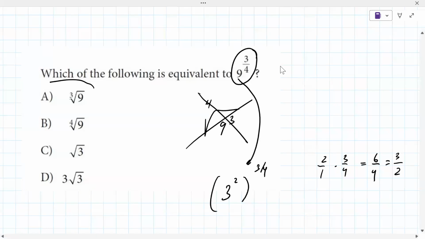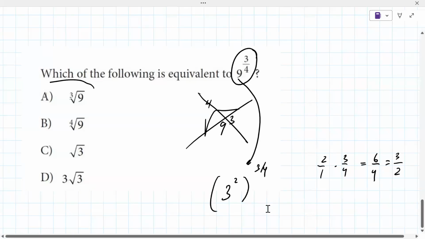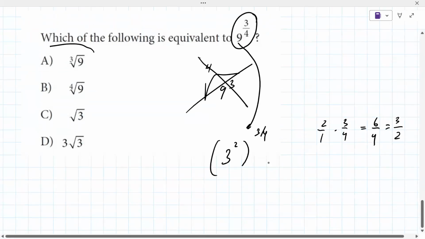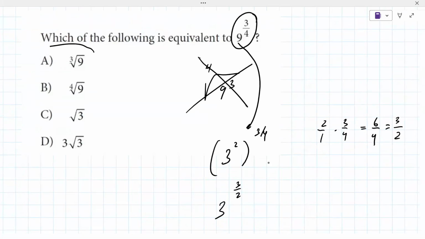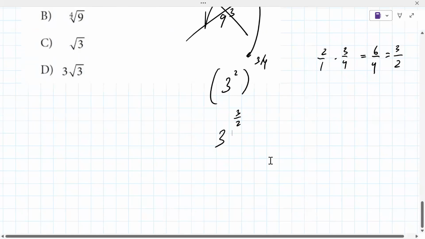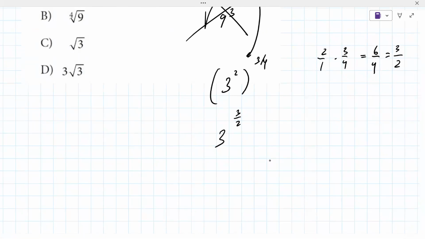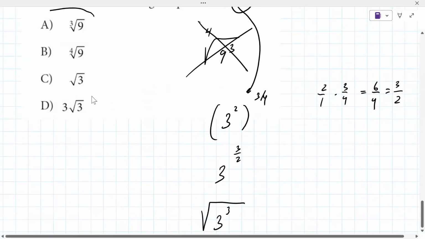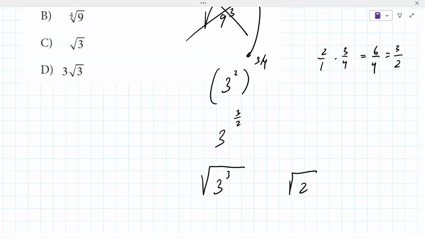So if we go back to what we started with, it's 3 to the power of 3/2, like that. So that's the square root of 3 to the power of 3, like that. So there's no way it can be the C, because 3 to the power of 3 is the square root of 27. Yeah.